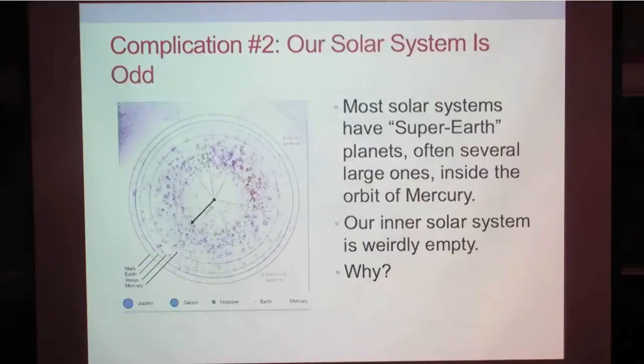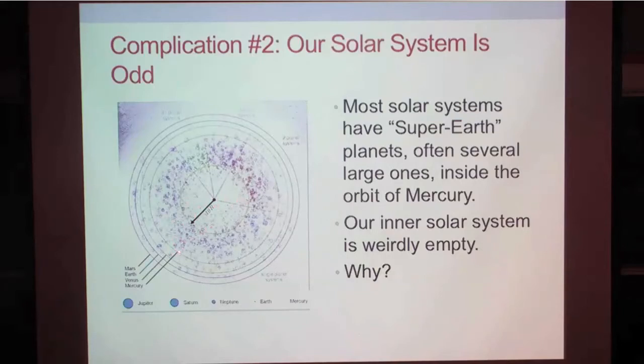Second problem, our solar system is really odd, as it turns out. When we start looking at other solar systems, ours is quite strange. We have a quite empty inner solar system. This diagram shows the plots of extraterrestrial planets as a function of astronomical AU, or distance from the sun.